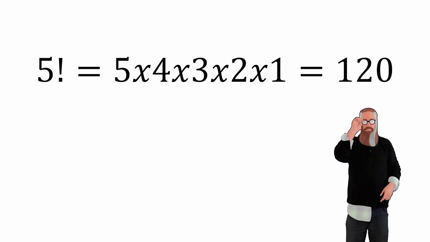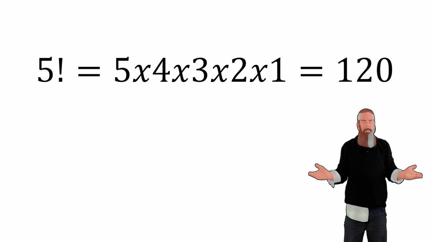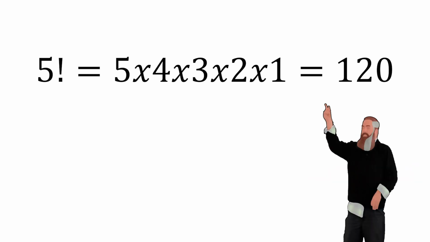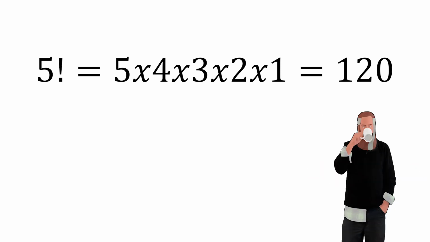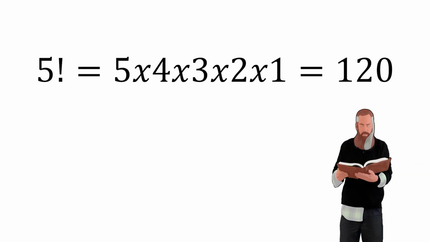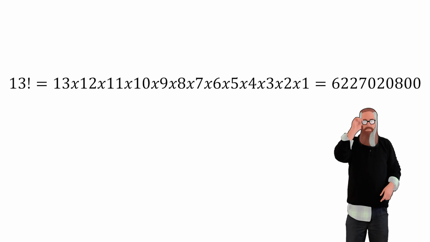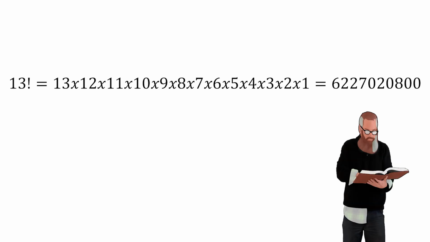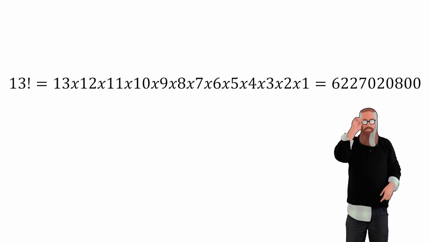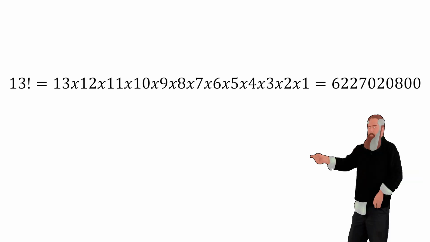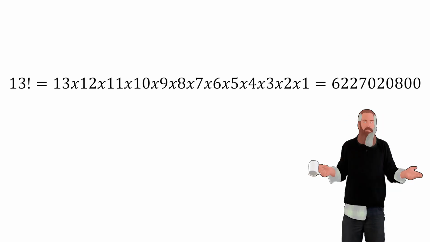The factorial of a positive integer is the product of the integer and every positive integer less than it. An ellipsis, three periods, indicating missing numbers, is used to indicate a series of factors. Look at these examples. 5 factorial is equal to 5 times 4 times 3 times 2 times 1, which is equal to 120. 13 factorial is equal to 13 times 12 times 11, and so on, times 3 times 2 times 1, to equal 6,227,020,800.